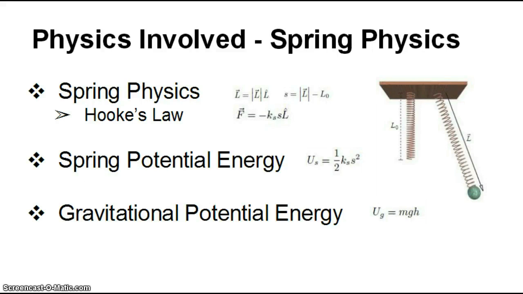L0 is the relaxed length of the spring when it has no force applied to it. The constant Ks is the spring constant or spring stiffness and is a characteristic of the spring. It is a positive number, and the higher the value, the more force is required to stretch the spring. L is the length of the stretched or compressed spring. The force is always in the direction so as to restore the spring to its relaxed length. L hat is a unit vector in the direction of the vector L.